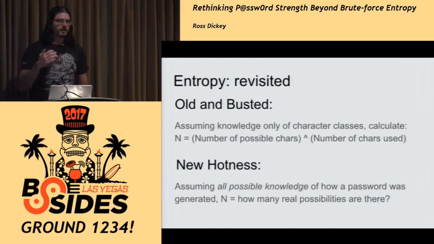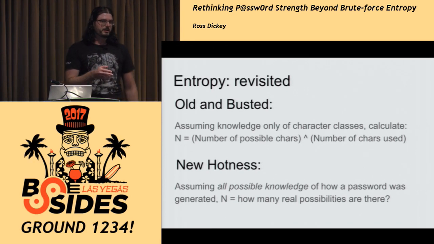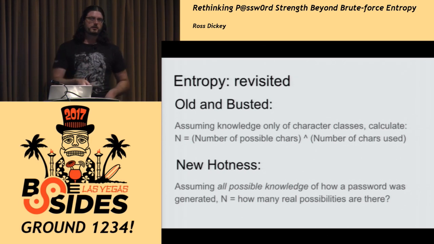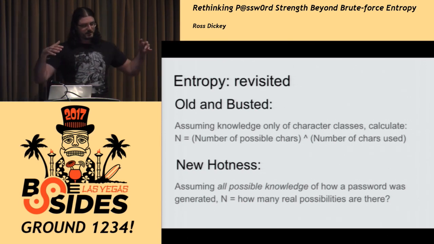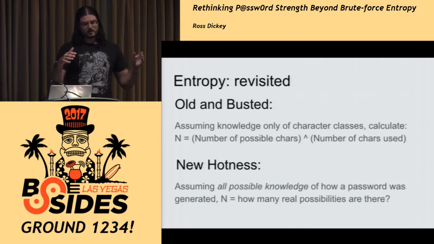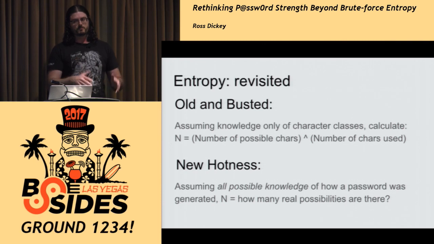So if I know that a password is, or I can assume that a password is, like 20 characters randomly generated, then sure, I can use that old entropy calculation. But if I know that people commonly use their name, their company name, their birthday, that sort of thing in their passwords, then that shrinks the possibilities of what their password could be considerably.